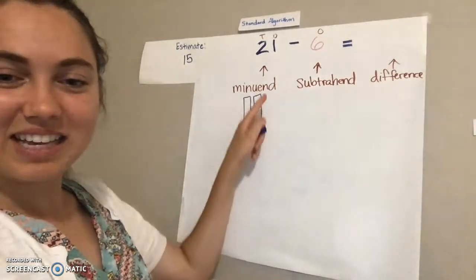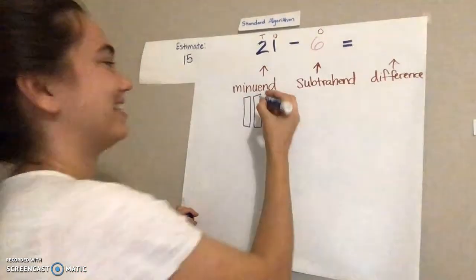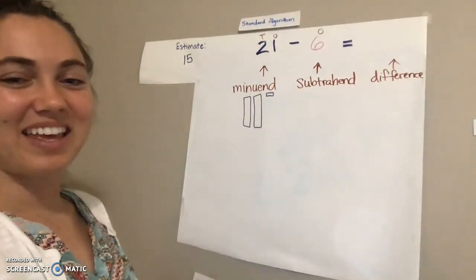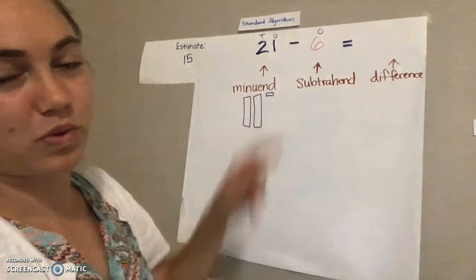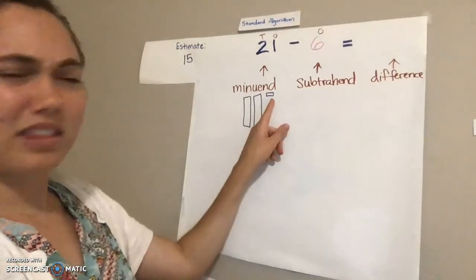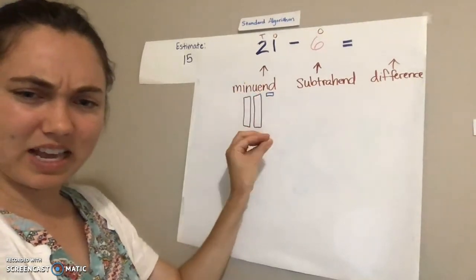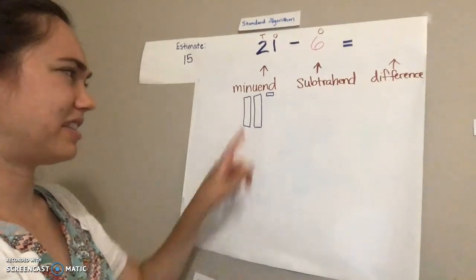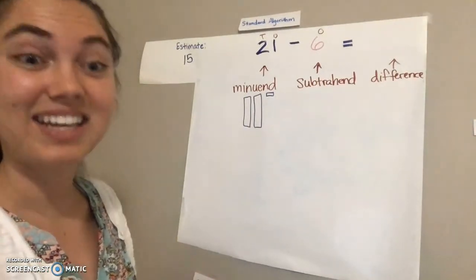Do I have any ones in my minuend? Yes, how many? 1. So one little 1 square. Now, I am taking away how many from 21? I'm taking away 6. But there's only 1 ones square. How can I show that I'm going to take away 6 from my minuend? Well, didn't we say that this was a tens rod? Can we break it up into 10 ones? Yes.